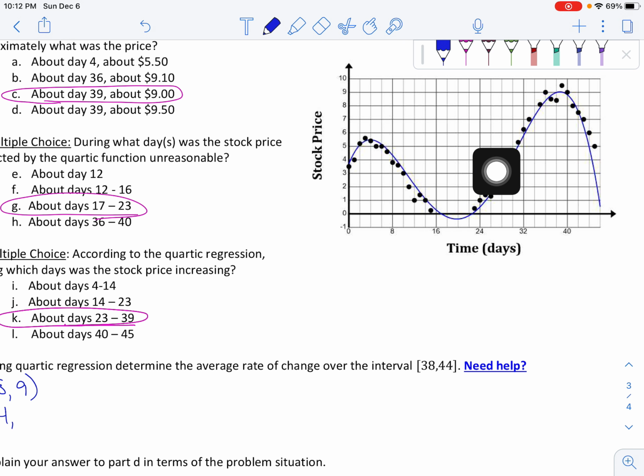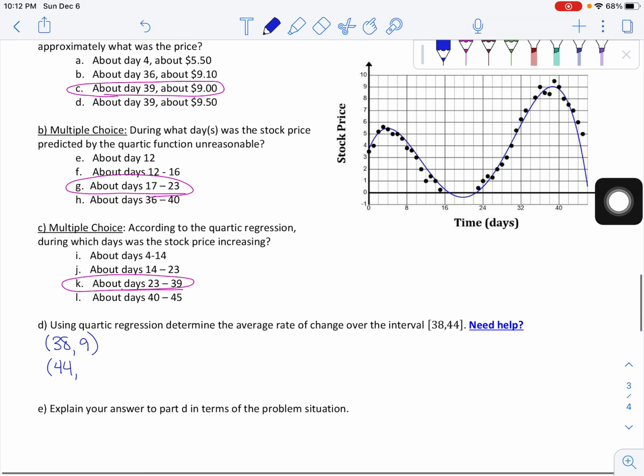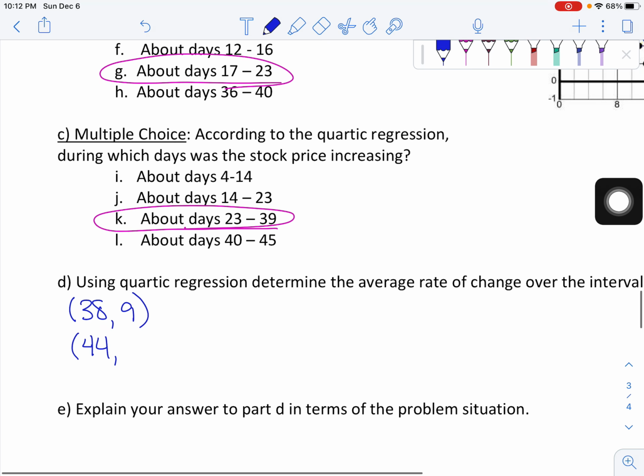And then on day 44, so this is 40, 42, 44, we're right around $5. All right, and you can just see me. I counted up on the x-axis, counted over, and then I'm following this back to the y-axis to get my stock price.